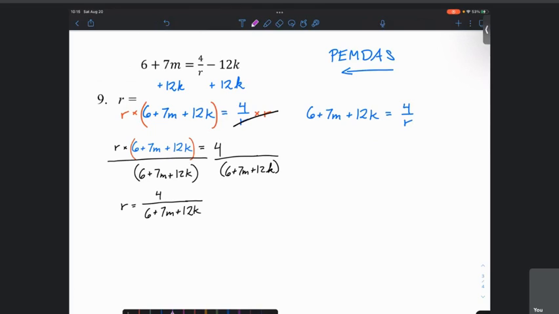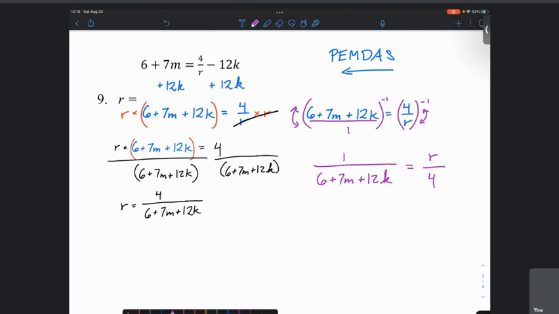The other way you can do this is by taking the inverse of both sides. So that's essentially putting all of this to the negative 1. So this is all divided by 1 if there's nothing underneath. So when I take the inverse of that, this is going to flip upside down. And whatever I do to one side, I also have to do to the other. And so the right-hand side is also going to flip upside down. So on the left-hand side, I'll have 1 divided by 6 plus 7m plus 12k. And on the right-hand side, I will have r divided by 4.